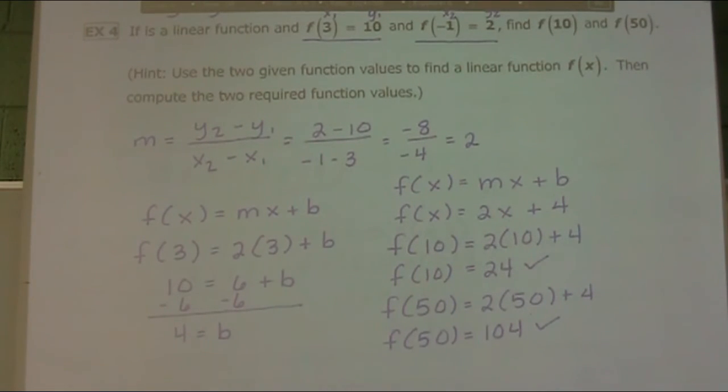So it's a long problem, but it uses things that you learned how to do last week, which is finding an equation for the linear function.